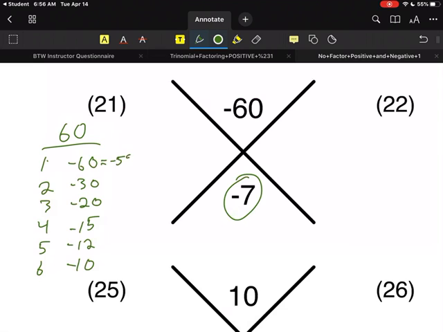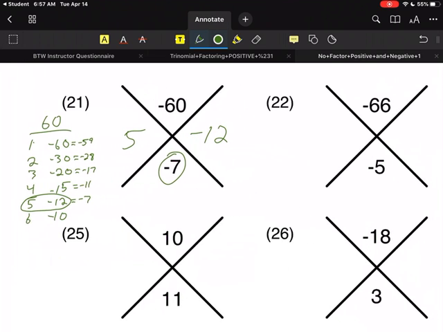1 plus negative 60, negative 59. 2 plus negative 30, negative 28. And so on, and so on. Once you get your answer, bingo, negative 7. I got it. I don't need to do 6 and negative 10 because I know it's not going to be negative 7. So 5 and negative 12.